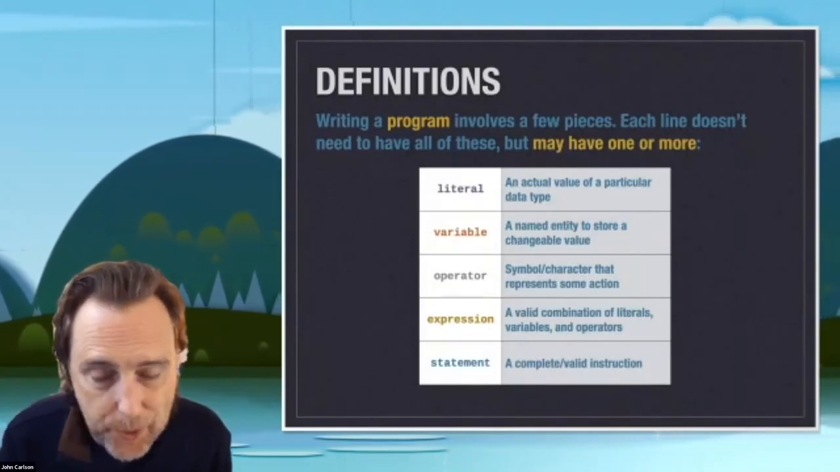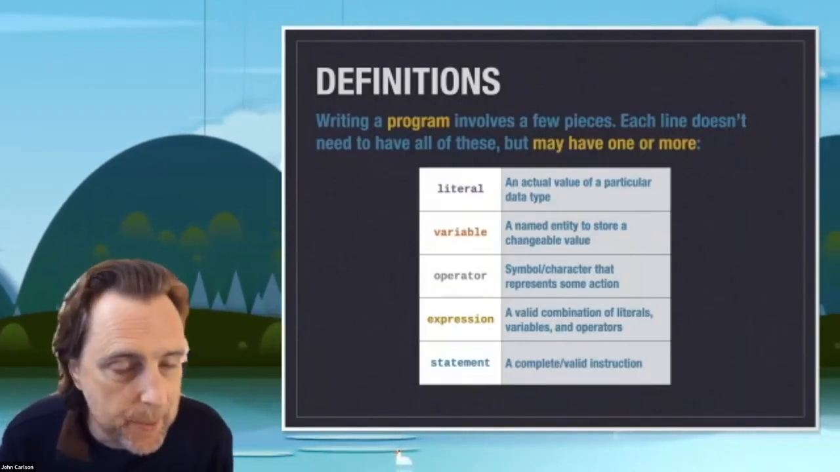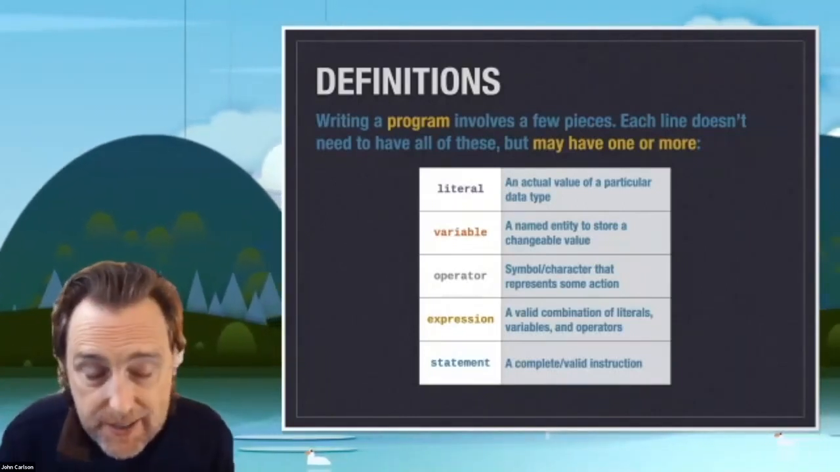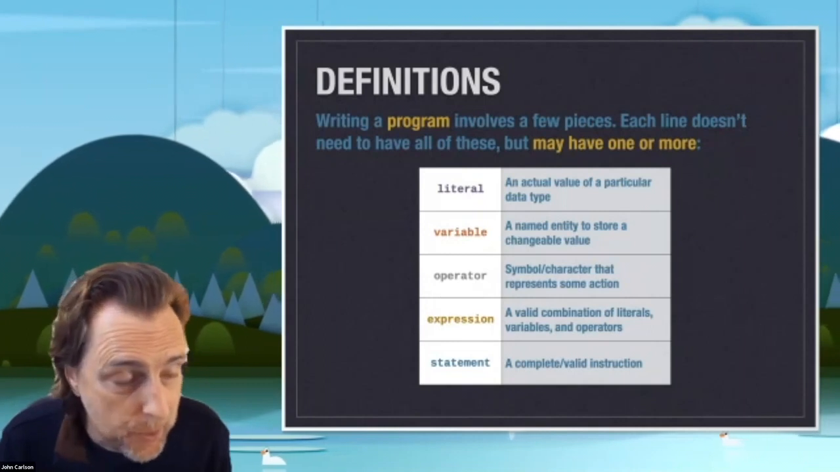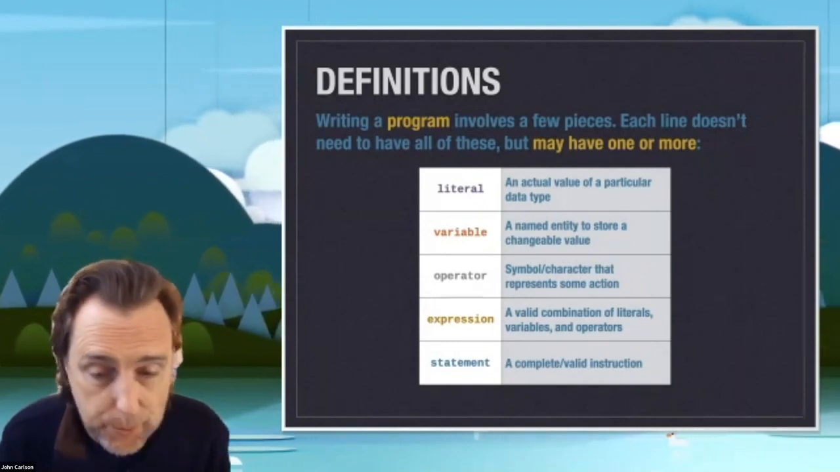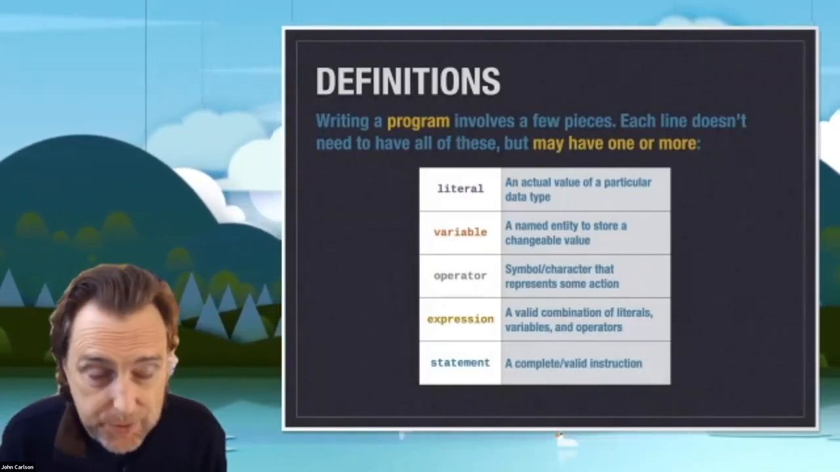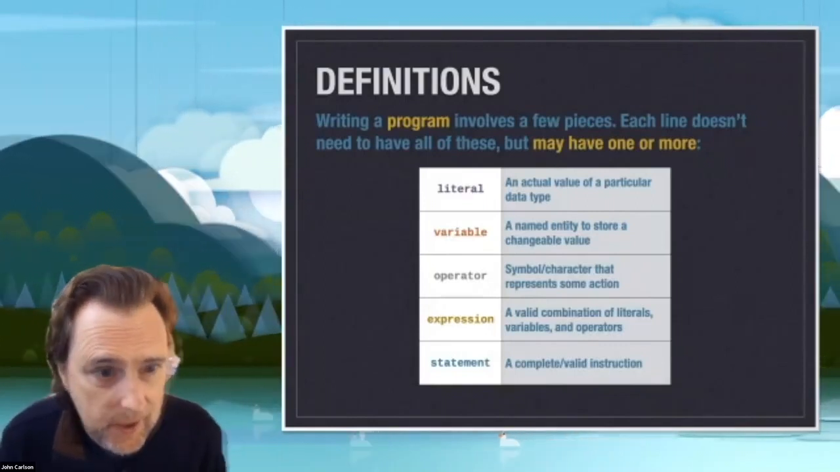An operator is a symbol that we'll use to represent some action, to tell Lua to take some action. An example would be multiplying two numbers. There's a symbol for multiplication. It's the same symbol in other languages. It's the same symbol in spreadsheets, the asterisk.